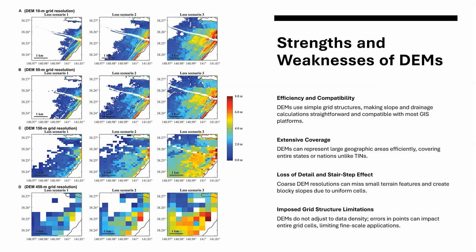And then there's the imposed structure. Unlike TINs, our DEMs will not adapt to our data density. A single erroneous point can infect an entire grid cell. These weaknesses mean DEMs are rarely used for fine grading or construction design. And you wouldn't stake out a building pad from a DEM. But for planning and analysis at large scales, these are indispensable tools.